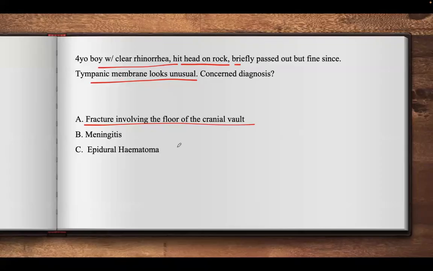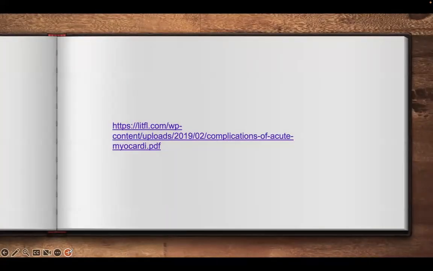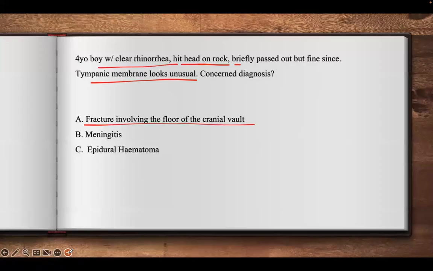Hemotympanium, yes, right. Yeah, there could be the thing the otorrhea is indicating. Yeah, that's what I'm saying.